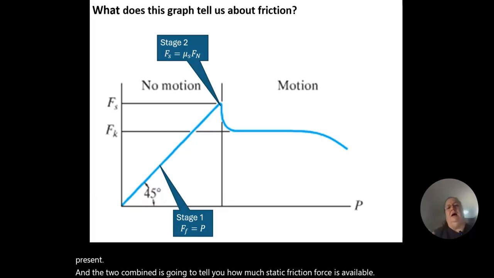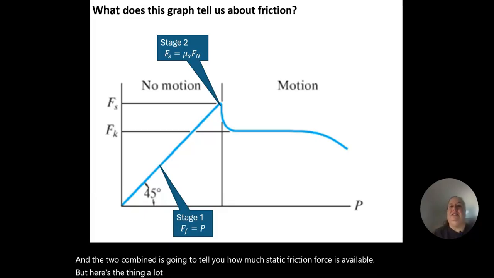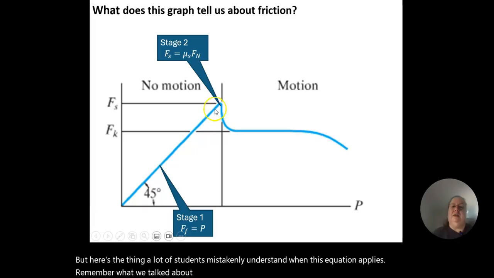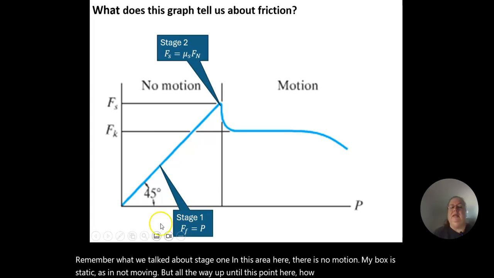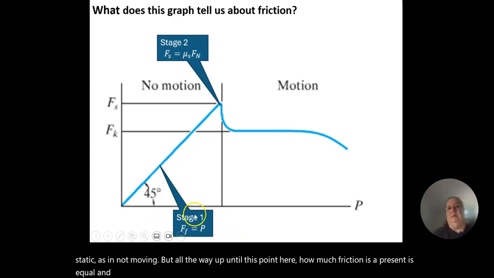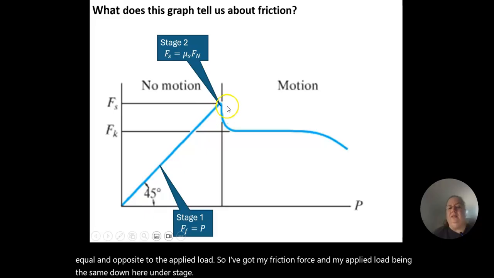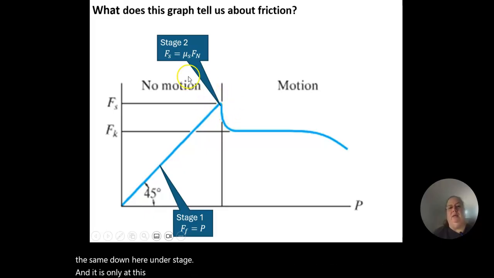But here's the thing. A lot of students mistakenly understand when this equation applies. Remember what we talked about in stage 1. In this area here, there is no motion. My box is static, as in not moving. But all the way up until this point here, how much friction is present is equal and opposite to the applied load. So I've got my friction force and my applied load being the same down here under stage 1, and it is only at this peak here, this breakaway point, that this equation applies.